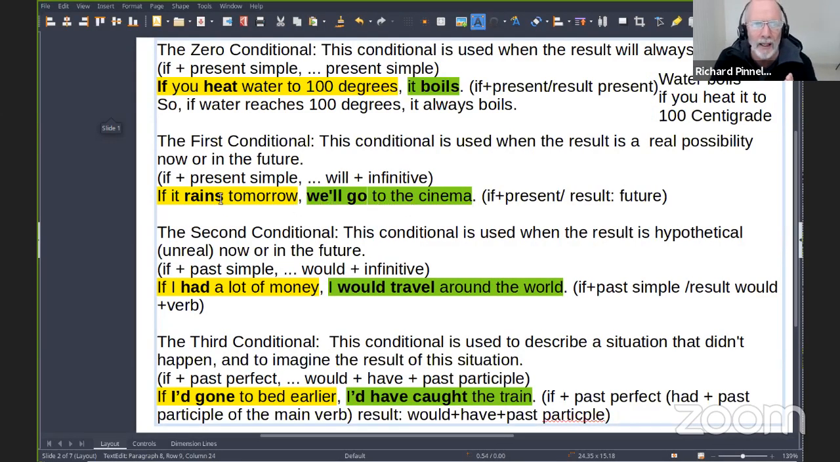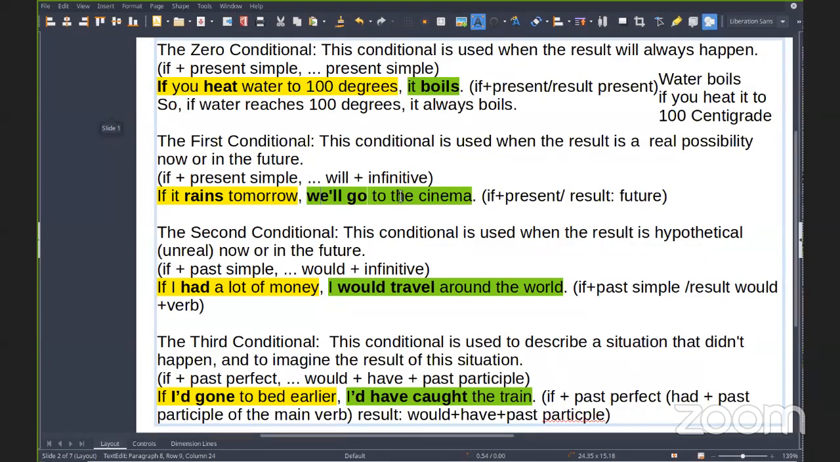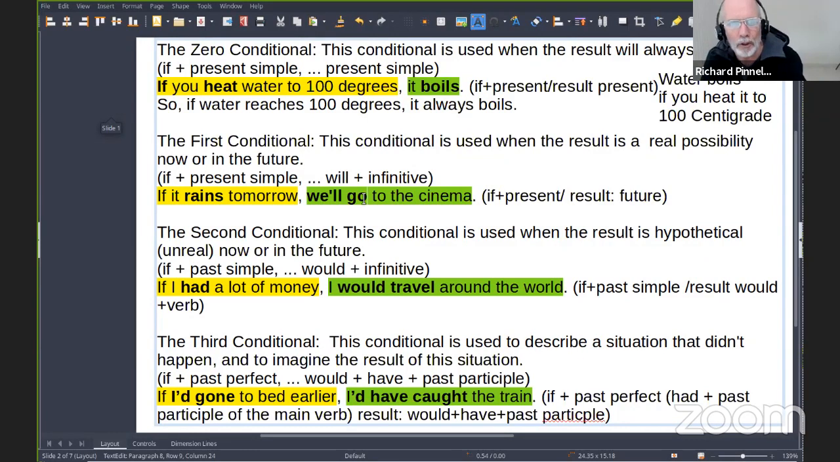We could also say, if it rains tomorrow, we'll be going to the cinema. Although probably not that likely that you would say that, but you can put it in any future tense. Again, we can change the order and say, we'll go to the cinema if it rains tomorrow.